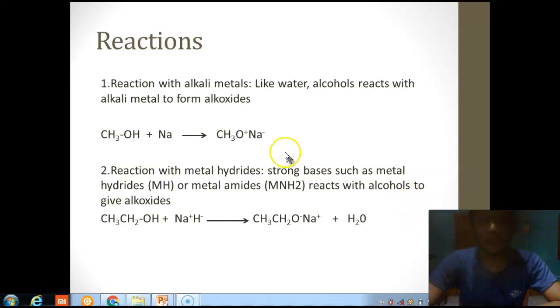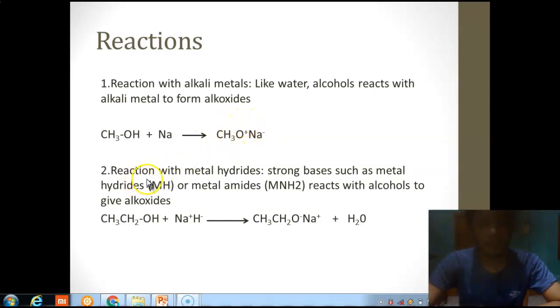Okay, so alcohol, first reaction with alkali metals. Alkali metals we know: sodium, potassium, etc. Like water, alcohol reacts with alkali metal to form alkoxide. So see methanol, CH3OH. When methanol reacts with sodium, it will form sodium methoxide. So it will form the alkoxide.